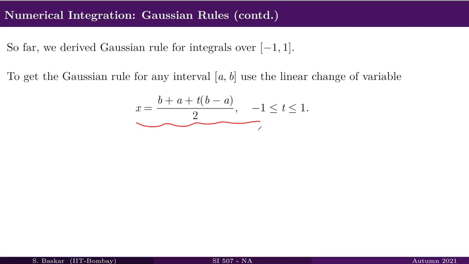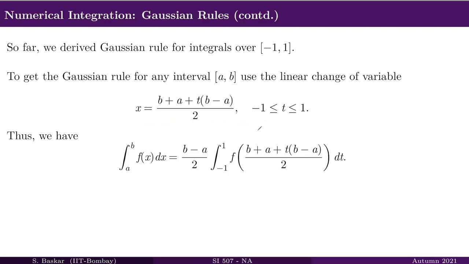And in between this is just a straight line. Therefore, this is a good change of variable that can be applied to transform the integral from -1 to 1 to the integral a to b. Therefore, you have to keep in mind, if I ask you to obtain an approximation of some integral which is not integrated over -1 to 1, then don't forget to do this change of variable before applying the Gaussian rule.